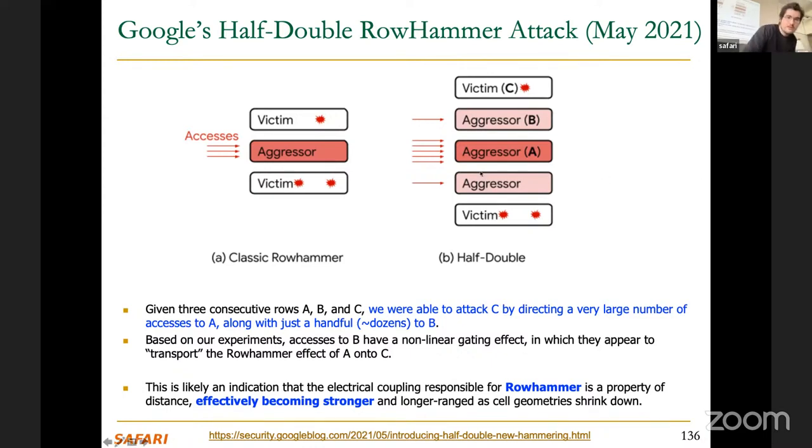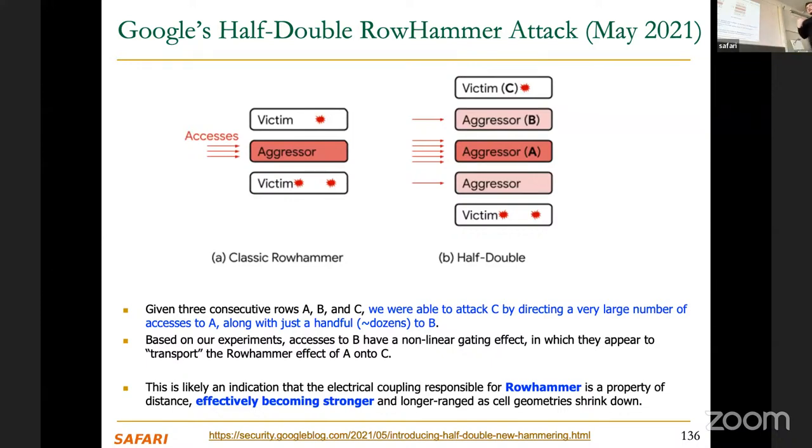You have two aggressors here, or, well, in this picture there are three aggressors, but we will look at A, B, and C. Here we're hammering A very frequently and B not so frequently, and this results in bit flips in victim row C. So aggressor B is a row that carries over the effect of hammering aggressor A and inflicts bit flips in victim C. This plays quite well with TRR, because if you frequently access aggressor A, the TRR mechanism will sample that as an aggressor row activation and will refresh row B, but a refresh is essentially an activation. That allows you to carry over the effect of hammering row A over to row C.